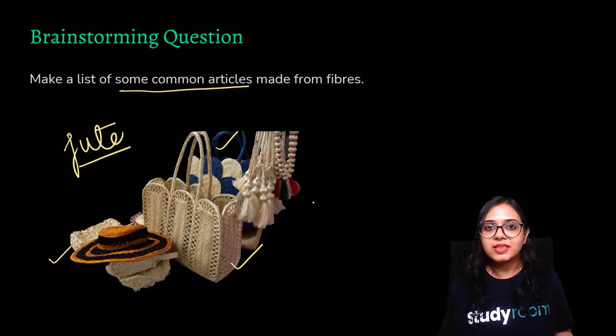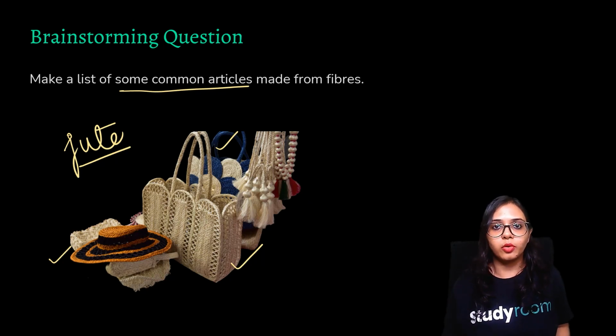There are clothes that we wear, they are made up of fibers. Then there is the bed sheet that I told you about. There are carpets. There are so many items. If you look around your room, if you look around your home, you will find so many articles.